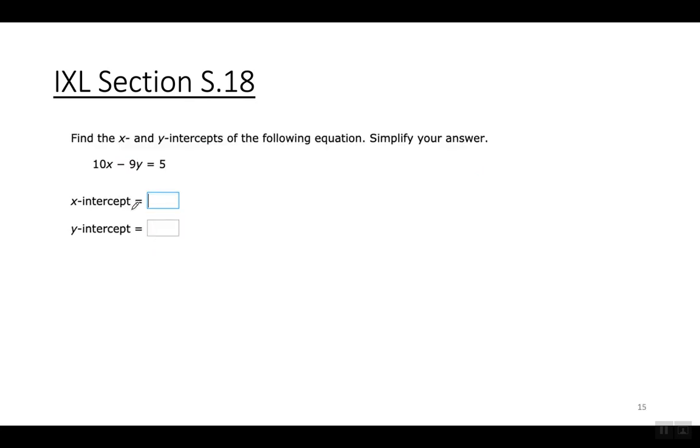All right, now when you get to the challenge zone, it's basically the same thing, except they're going to ask you for both the x as well as the y-intercepts. You do the exact same thing we've been doing, okay?